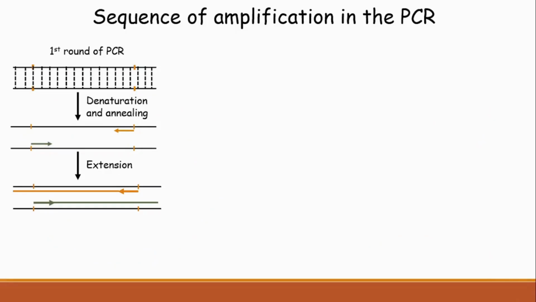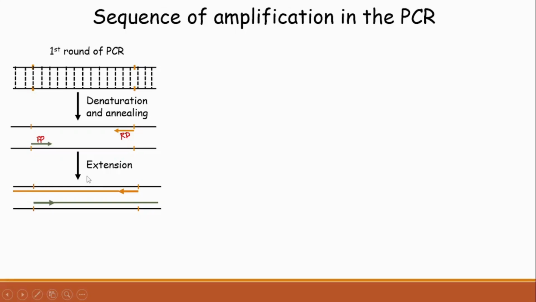So let's have a look into the sequence of amplification in the PCR. Initially we begin with a single copy of a double-stranded DNA. And these two regions marked in yellow show the desired region we want to amplify from this double-stranded DNA sequence. So this DNA is subject to denaturation at a high temperature, followed by annealing of the primer. So this is my forward primer and this is my reverse primer. Let me label this for you. So here is my forward primer and here is my reverse primer because it is moving in the reverse direction.